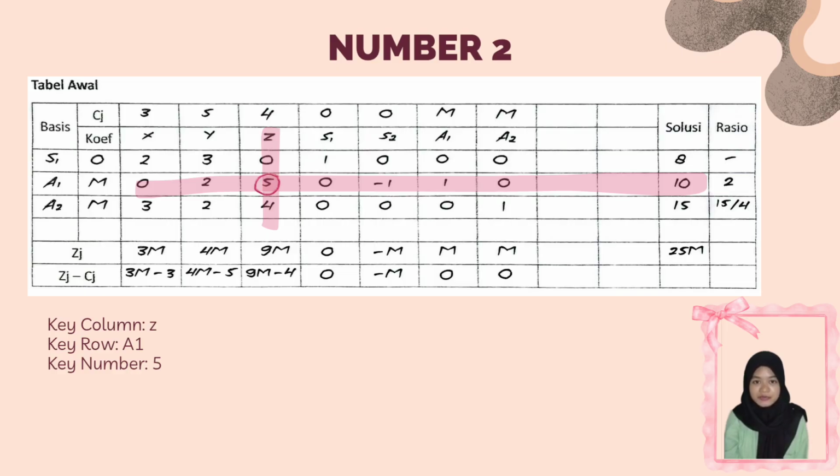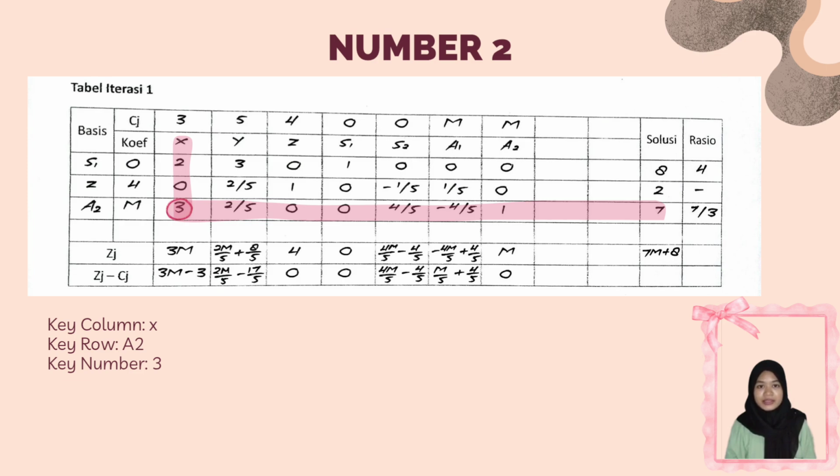Since this is a minimization problem, I select the key column by finding the largest positive ZJ minus CJ value. To find the key row, find the smallest positive ratio. I calculate the ratio by dividing the solution by the entry in the key column. If an entry in the key column is 0, I mark the ratio as infinity. I perform the pivot operation at the intersection of the key row and key column and update the table.